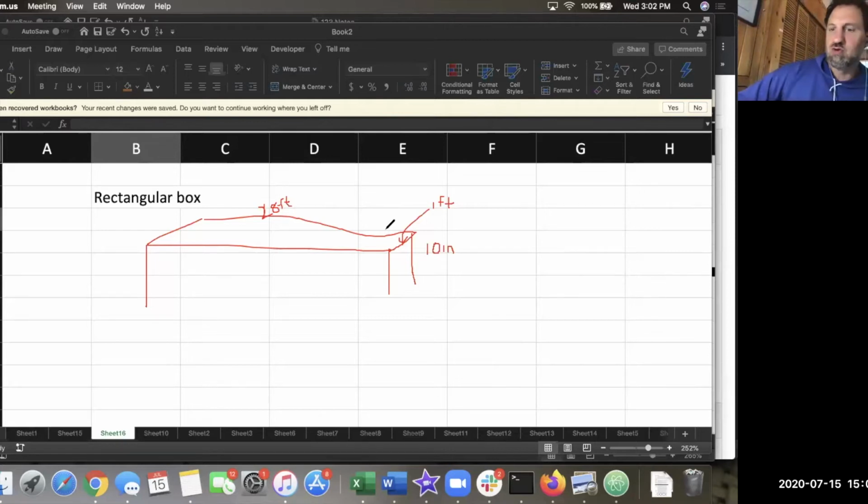Okay, so rectangular box, length times width times height. Go ahead and see what you get. Okay, did you get 280? Because if you did, I got you. It's not 280.